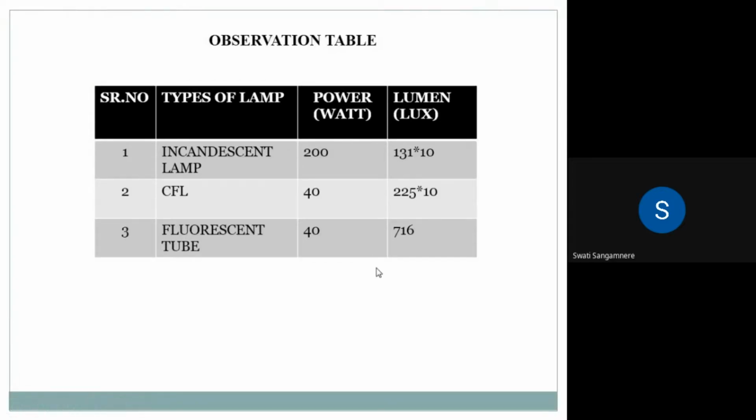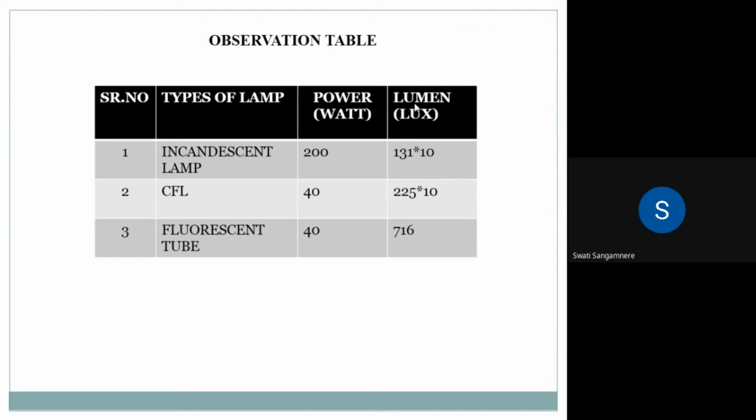Then the observation table shows the observations regarding the power consumed and level of lux. For the incandescent lamp having the wattage 200 watt, it gives 1 into 10 lux level. Second, the compact fluorescent lamp having 40 watt power consumed gives 2 to 5 into 10 lux level. And then third, the fluorescent tube having the wattage 40 watt gives 716 lux level.